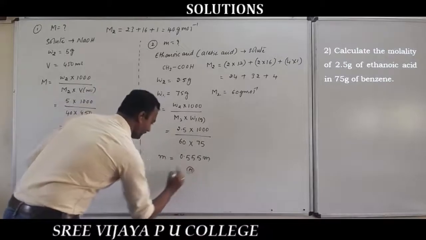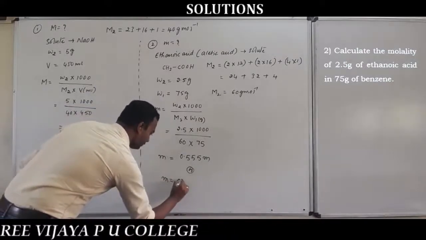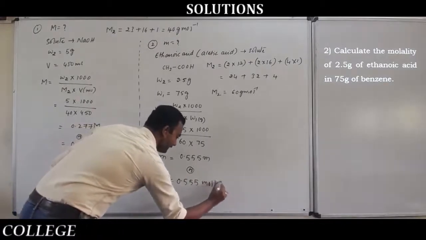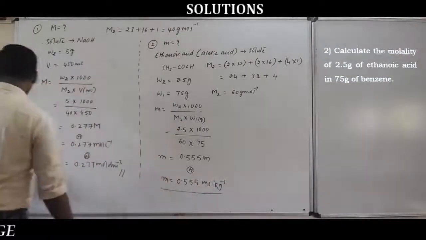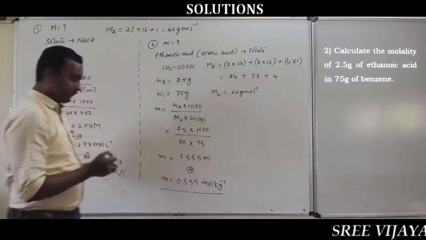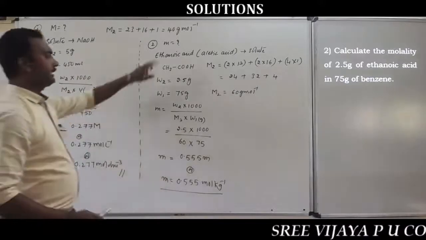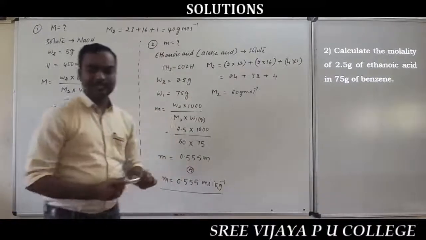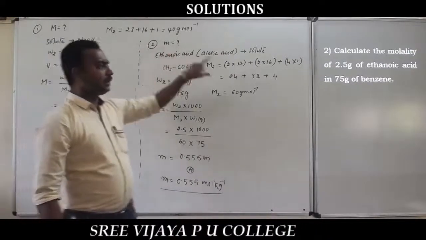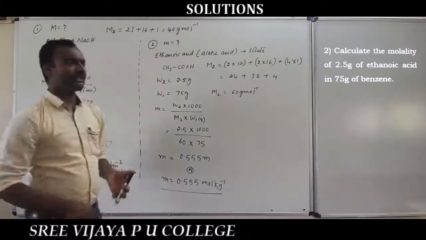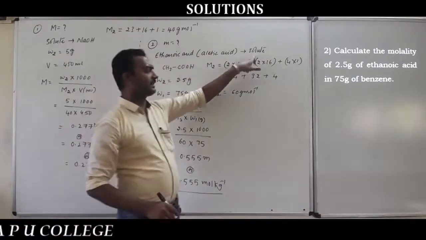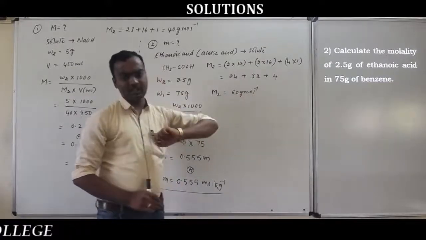So that can also be written as small m is equal to 0.555 mole per kg. That is the unit of molality, mole per kg, or it can be represented by small m. So that is the second problem. Second problem: to calculate the molality of 2.5 gram of ethanoic acid in the benzene. Ethanoic acid is nothing but acetic acid, that acts as a solute here. Benzene acts as a solvent.